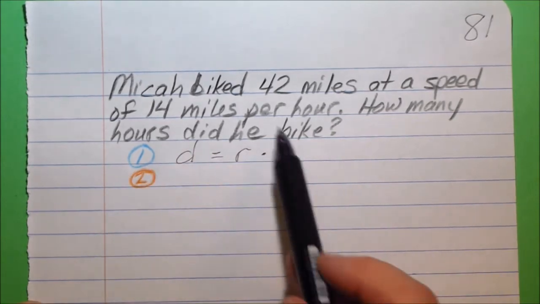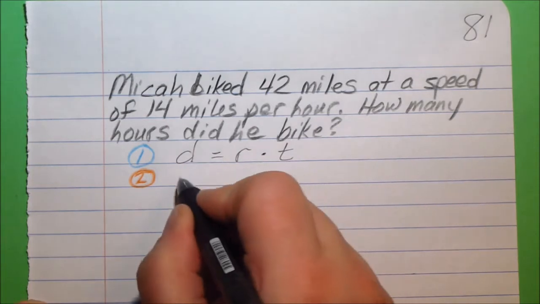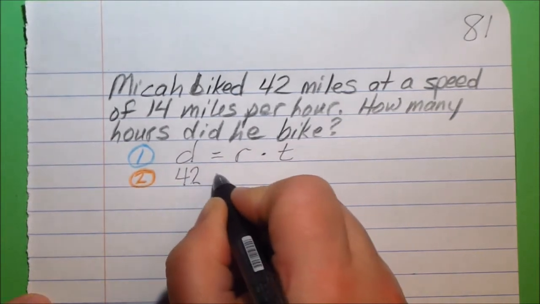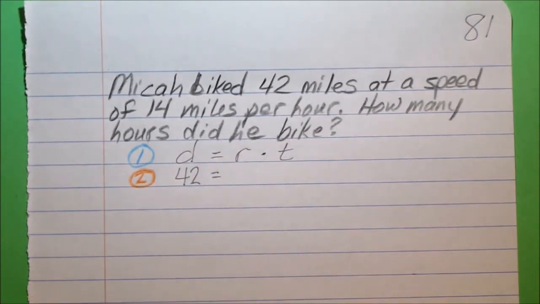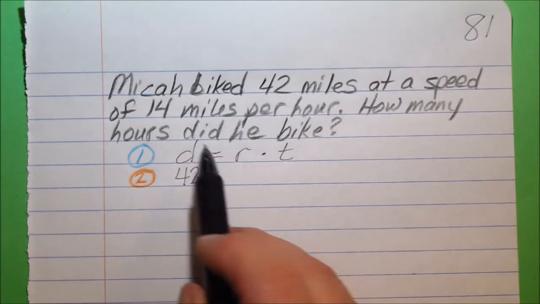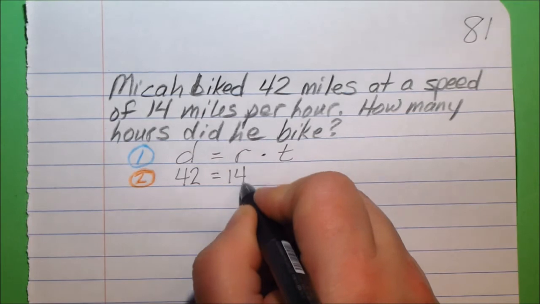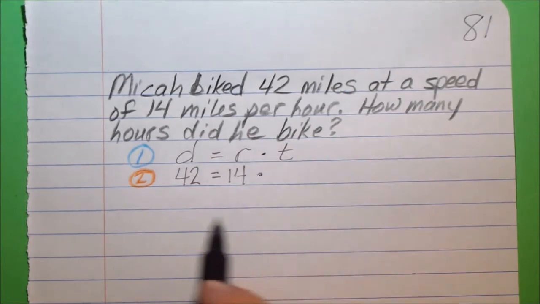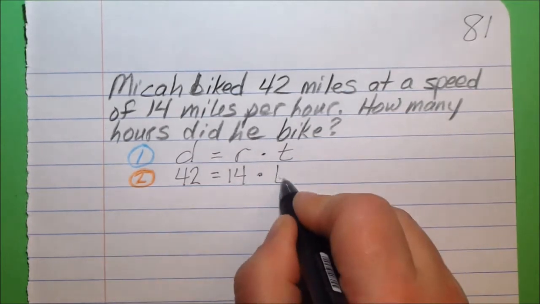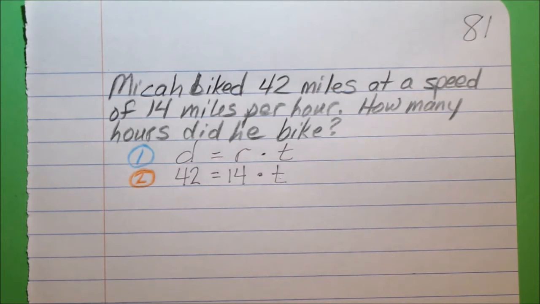Well, what do we know? We know the distance, 42 miles. So let's put that right under the D for distance. Keep our equal signs lined up. We know the rate, he biked at 14 miles per hour. So let's put that right under R for rate, times, we don't know the time. That's what they're asking us to figure out, right? So now we have all of our known values plugged in.